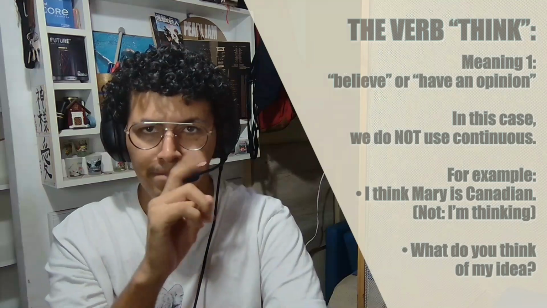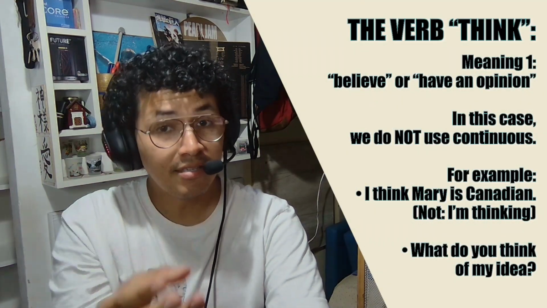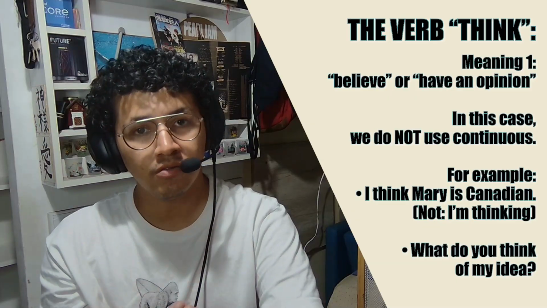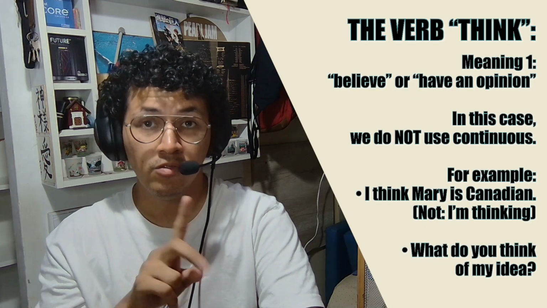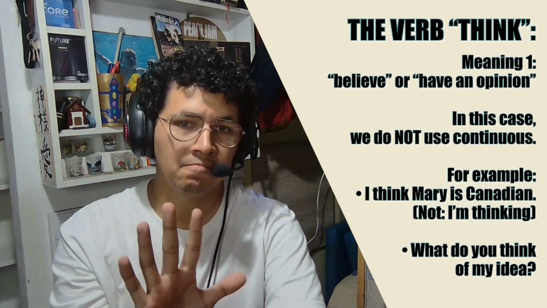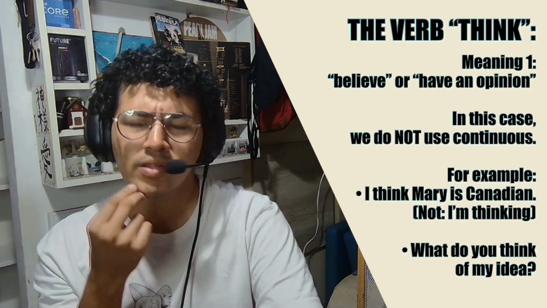Now let's talk about the verb think. This verb is special. It has two meanings. Meaning one, believe or have an opinion. In this case, we do not use continuous. For example, I think Mary is Canadian. Not, I'm thinking. What do you think of my idea? Here, think means opinion, so we use present simple.